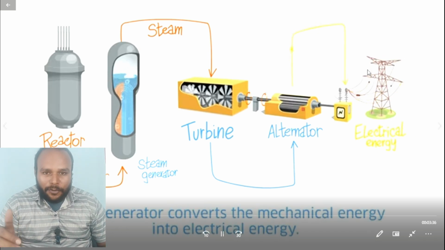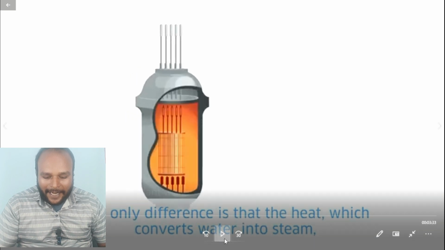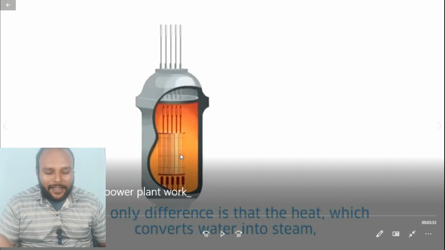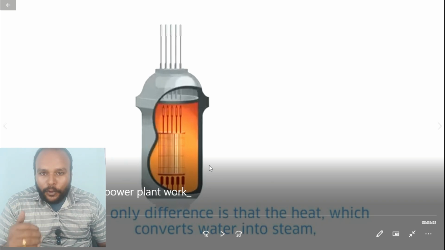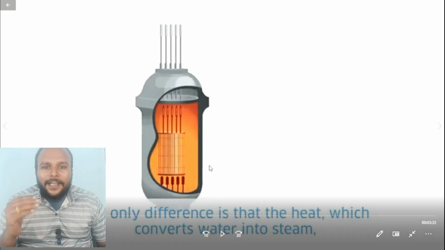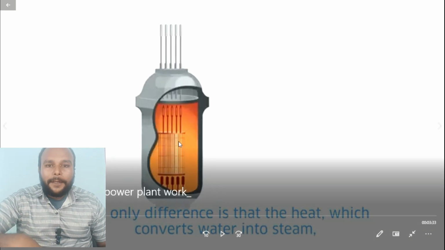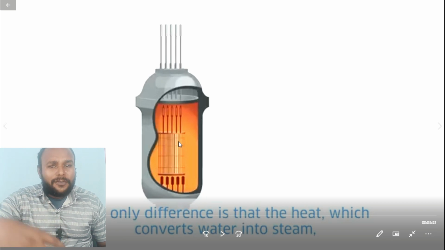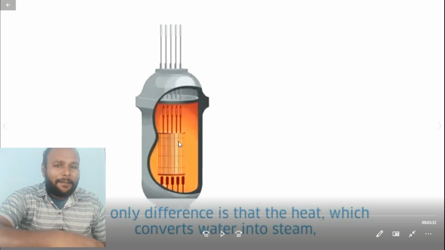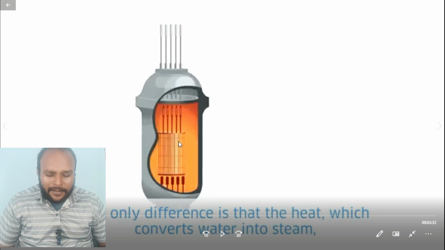What you see in the video represents the reactor. The only difference from a conventional plant is the heat source that converts water into steam. An enormous amount of heat is produced from this reactor. All these nuclear reactor components are immersed in water. The heat produced transfers from the reactor rods to the water and converts it into steam, and the steam is sent to the turbine, and the turbine runs the alternator.